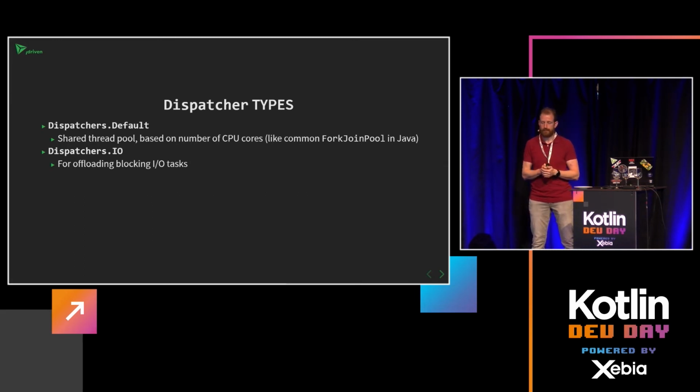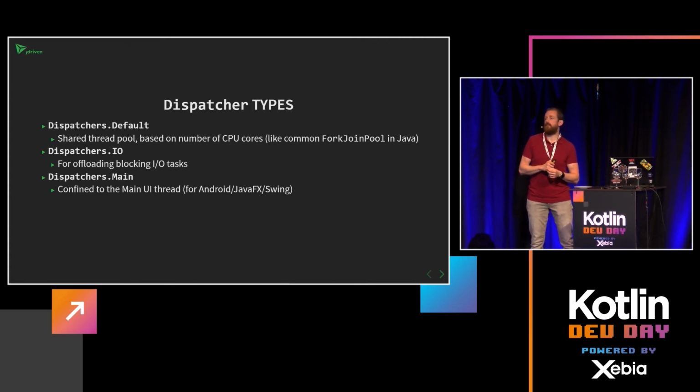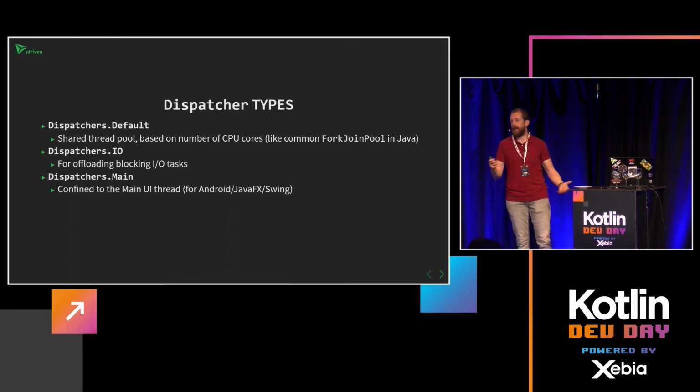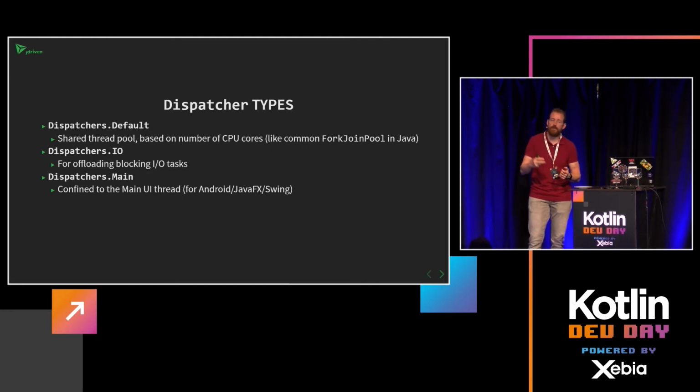so that your computation code can still continue on the other dispatcher. If you're doing UI development, for example, with Android or JavaFX or Swing, there's a Dispatchers.Main. When you're doing UI development, you know that if you want to update the UI, you always need to do that on the main thread or the main event loop of the UI system you're using. Well, there's a convenience dispatcher for you, so that when you need to update the UI, you can just say withContext Dispatchers.Main and then update your UI.